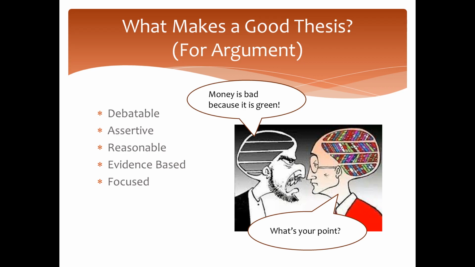If you look at this picture here, this guy says, money is bad because it is green. Okay? What's your point, right? That seems to be, 1, a fallacy. 2, what do you mean by bad? 3, why is green? You know what I mean? There are so many open factors, and they're making a claim of some sort, but it's not a good thesis. So we have to be careful with our assumptions, our subjectivity, and all that. We can't just put that into our writing here.